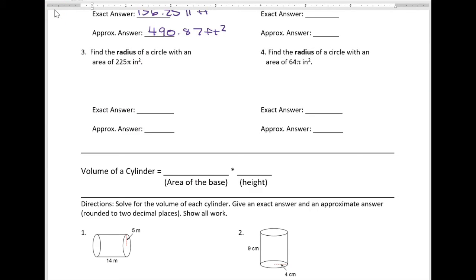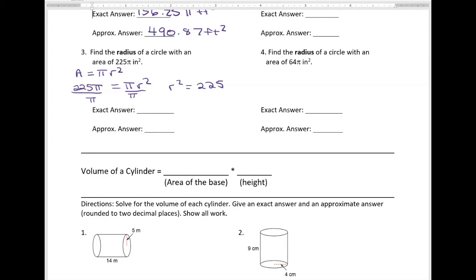And now we're going to do number 3. So for number 3, it says find the radius of the circle with an area of 225 pi. So for this, we know the area formula. Area is equal to pi r squared. I know the area. The area is 225 pi. And that's going to be equal to pi r squared. So here I can divide both sides by pi, and the pi's wind up canceling each other out because you're dividing pi by pi. So then we're left with r squared is equal to 225.